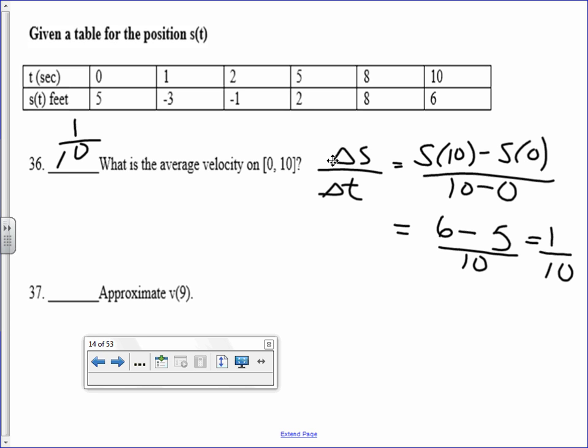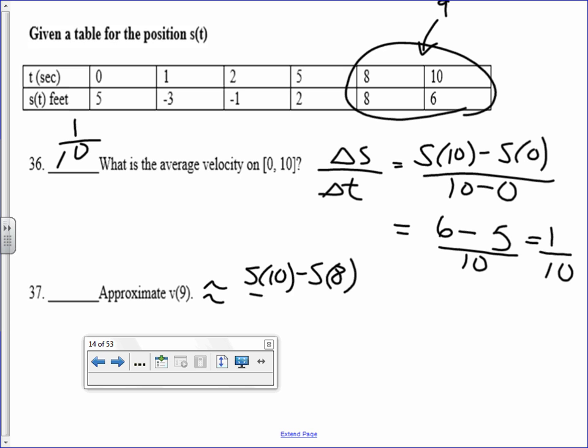Approximate V of 9. Well, time 9 would be in here, right? So the only points that would make sense would be these 2 points. So we're going to approximate V of 9 with, instead of ds dt, the position at time 10 minus the position at time 8 over 10 minus 8. We're approximating it with a delta S over delta t. So we have 6 minus 8 over 10 minus 8. Negative 2 over positive 2 is negative 1. So it's approximately equal to negative 1. We don't know what it equals.